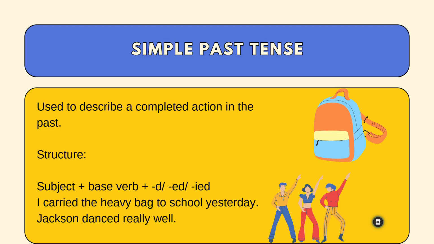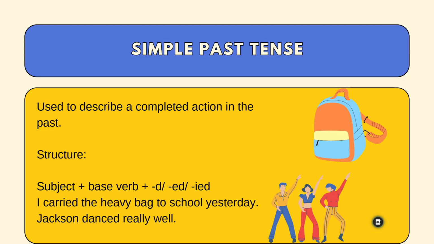Whereas irregular verbs, you will not add D, ED or IED. You will have to change the whole word itself. For example, write becomes wrote, speak becomes spoke. So these are all called irregular verbs. There are a lot of irregular verbs which I will be teaching you maybe in one of the videos.